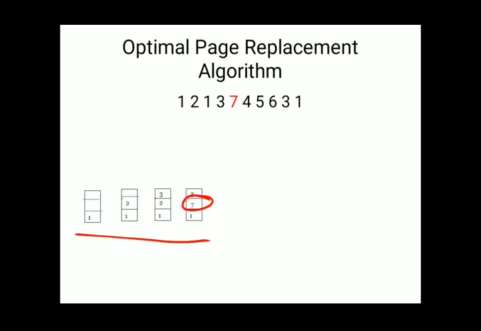The first page fault occurs in the case of 1, the second page fault in the case of 2, the third page fault in the case of 3, and the fourth page fault in the case of 7. Okay, and the next element is 4. Now the question is where 4 is to be inserted. So again check the frames or pages already in the main memory.